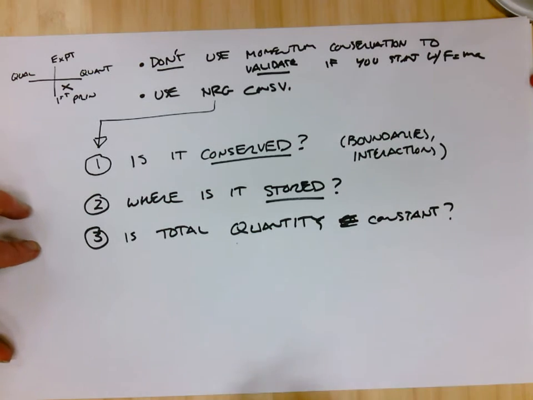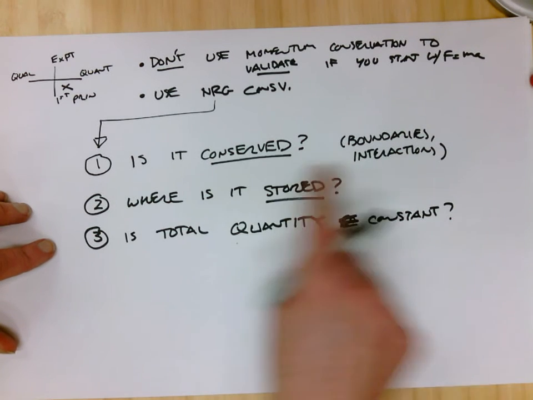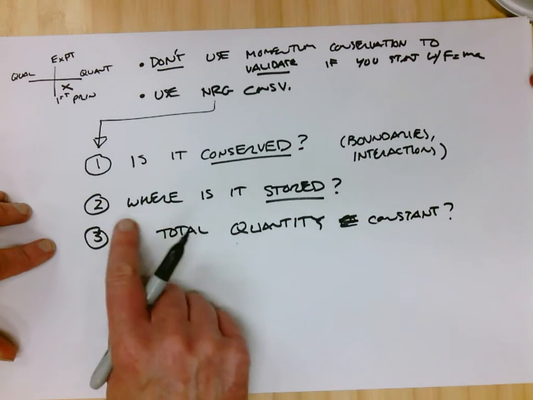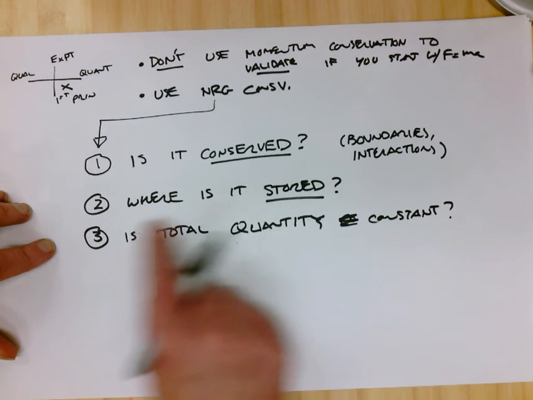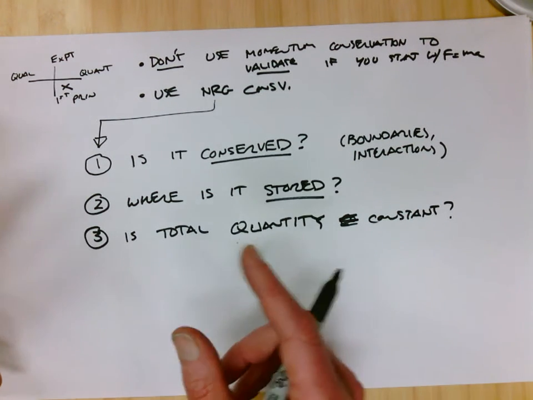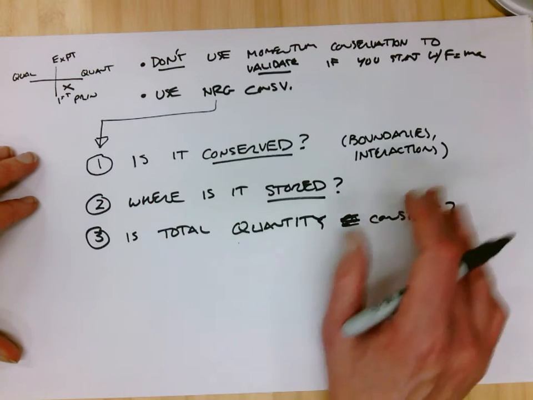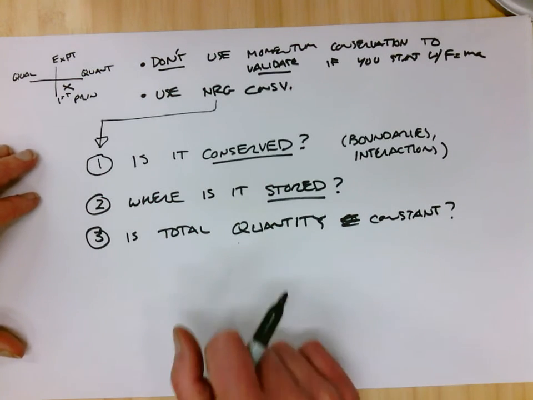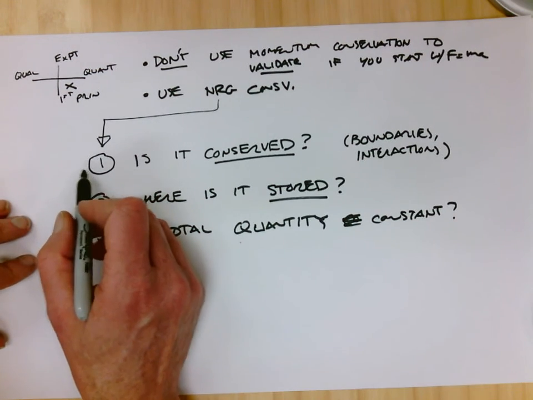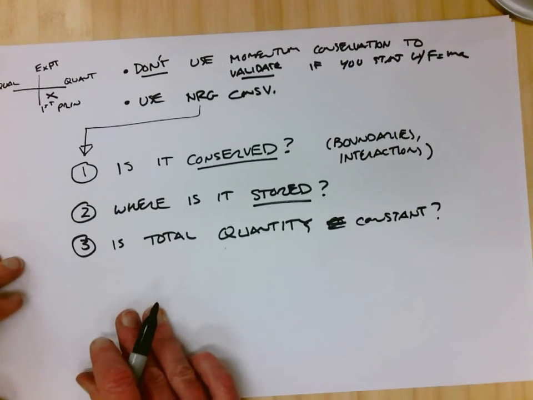Right, so those are the three questions we're going to ask. First, we're going to look at the system and understand it. Is it conserved? Secondly, if we think it is conserved, we're going to ask where is it stored, and then we're going to check and see if it actually obeys the conservation law that we think it should. Great. Okay, so let's talk about this first, is it conserved question a bit.